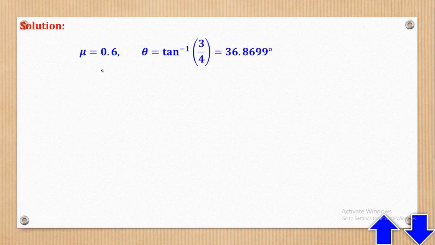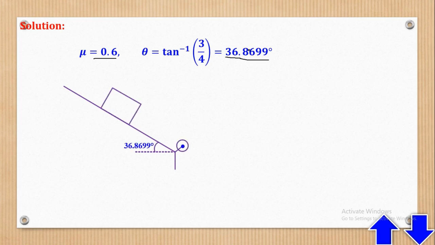So we know that this is the information given. Coefficient of friction is 0.6 and the inclination is 3/4, meaning that theta is 36.8699 degrees. Therefore, the first thing to do is to redraw the given sketch so that you can show the forces acting on the particles.